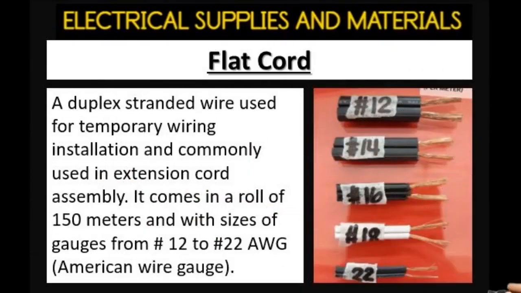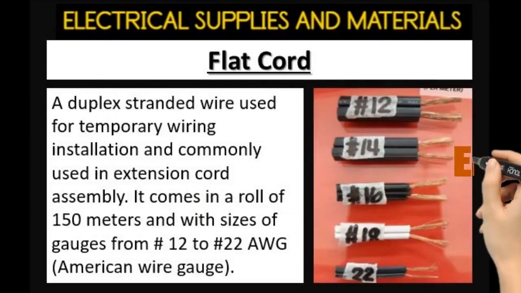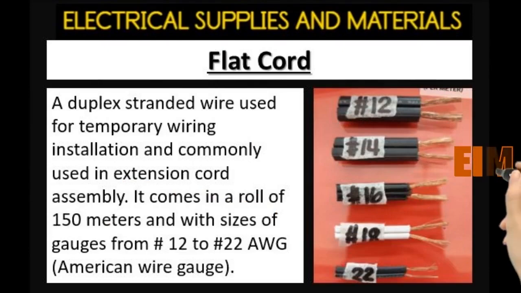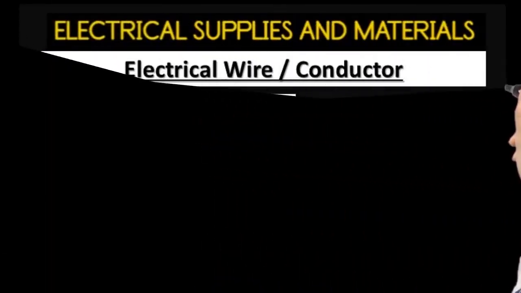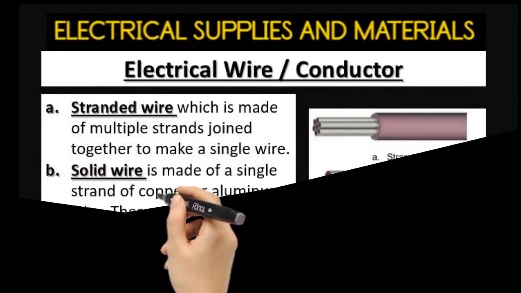The flat cord, a duplex-stranded wire, used for temporary wiring installations and commonly used in extension cord assembly. It comes in a roll of 150 meters and with sizes of gauges from number 12 to number 22 American wire gauge. Next are the types of electrical wire or conductor.